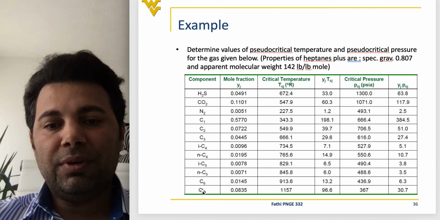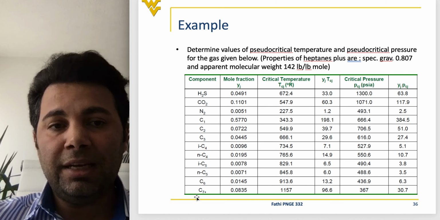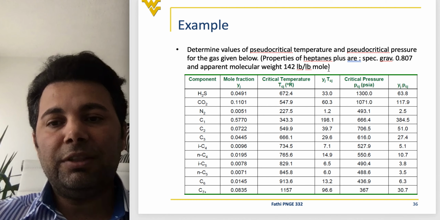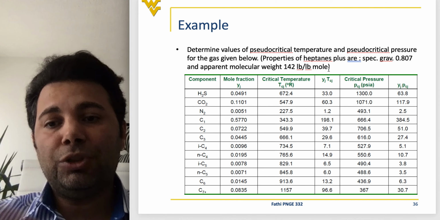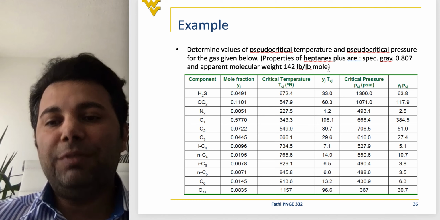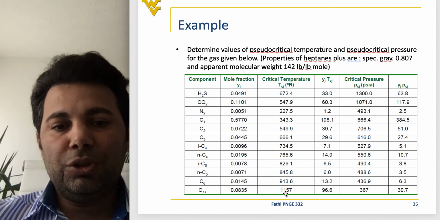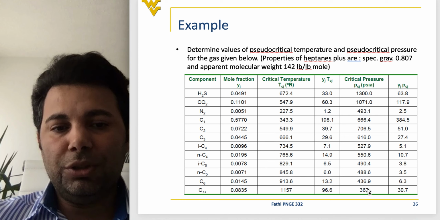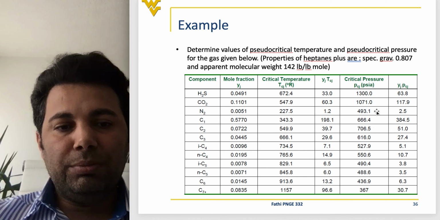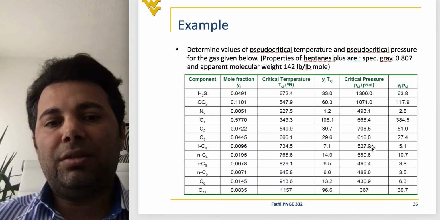The critical temperature and critical pressure of heptane plus can come from figure 310, knowing the specific gravity and the molecular weight. And we know the specific gravity and molecular weight of the heptane plus will change because different mixtures will have different components heavier than heptane. So these numbers would change, and as these numbers change, the critical temperature and pressure will change. So except these two numbers, the rest of the critical temperatures and pressures in this table can be used for any example because these are fixed numbers.